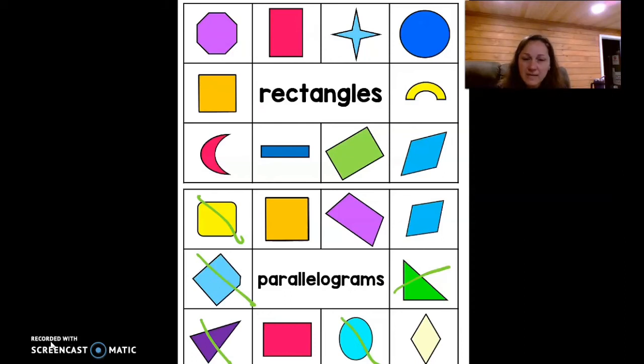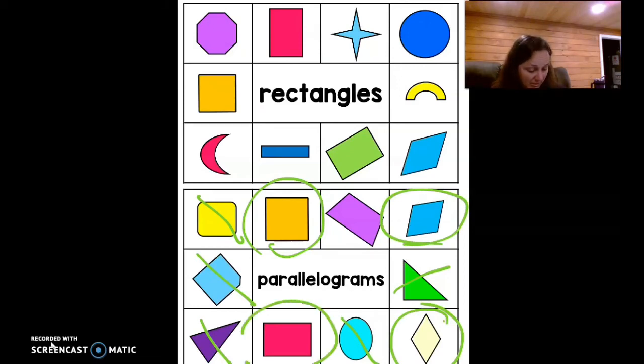Now I look at these guys and I know a square is a parallelogram. I know a rhombus is a parallelogram. I know this other rhombus is a parallelogram. And I know my rectangle is a parallelogram. My trapezoid, though, he only has 1 set of parallel lines. Uno, 1 set. So he is not a parallelogram.